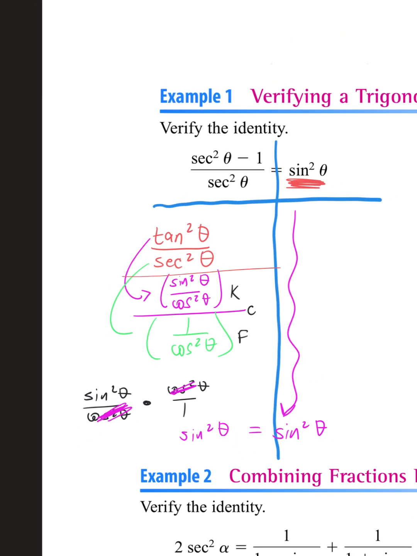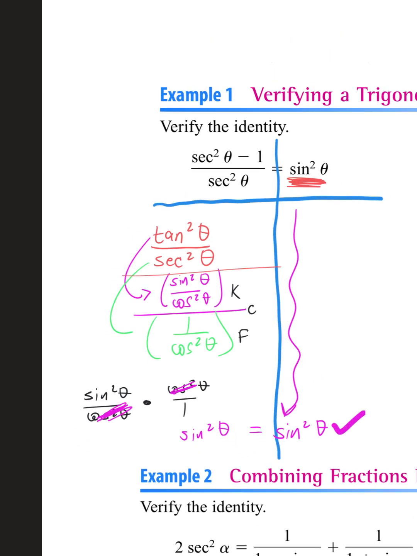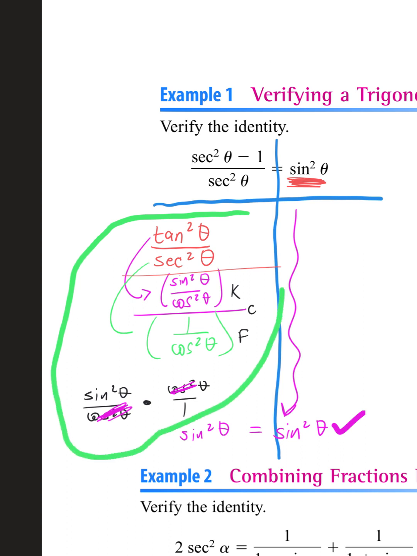Now, let me explain something to you. The answer to this question is not at the bottom where I put sine squared theta equals sine squared theta and a check mark. I already know that, right? Didn't we know that from the beginning? They told me the left-hand side equals the right-hand side. So the proof showing me mathematically that the left-hand side equals the right-hand side is the answer to this question.